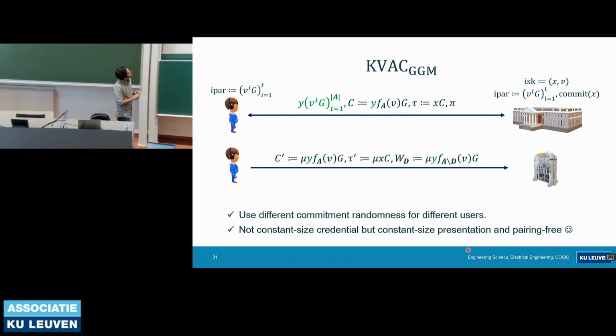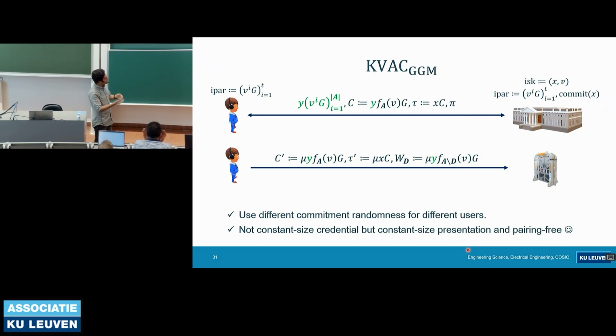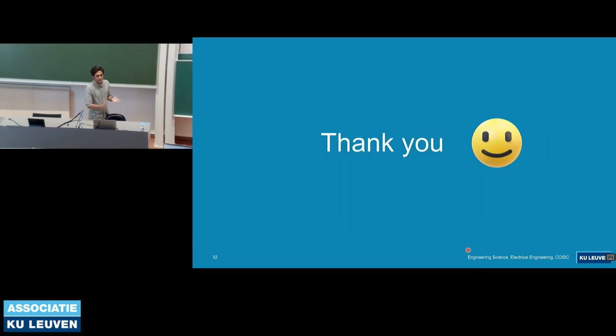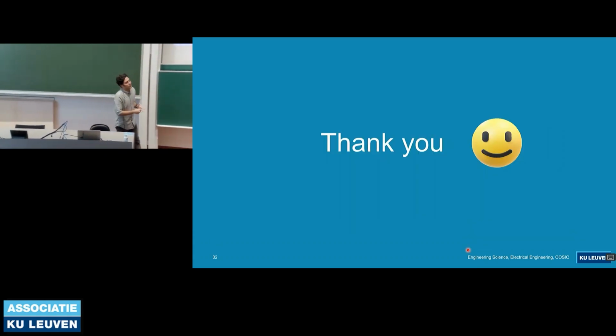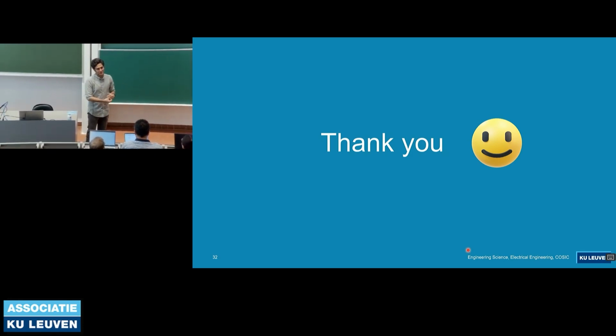So, as you can see, this is not a constant size credential anymore, because the user needs to keep this y multiplied by v^i g, because it is needed for generating C prime and W prime, for generating WD in the showing phase. But we can achieve a constant size presentation and a pairing-free construction. So that was it. I wanted to just give the whole idea of our paper. If you want to go to more details, you can visit our paper on ePrint. Thank you.